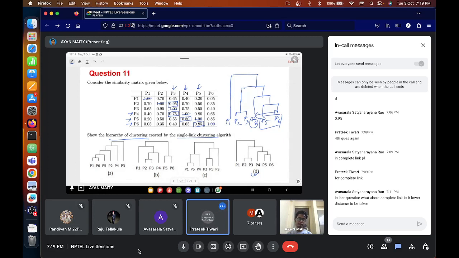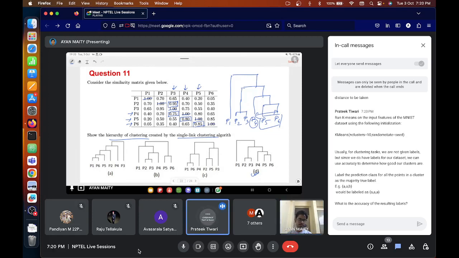You can ask in the discussion forum. The regular TAs who have set the questions for the assignments would be able to answer what seed should be used to get the maximum accuracy. I have pasted it in the chat also. It is just KMeans with n_clusters 10. It's for the MNIST data set. The random state is given as seed.